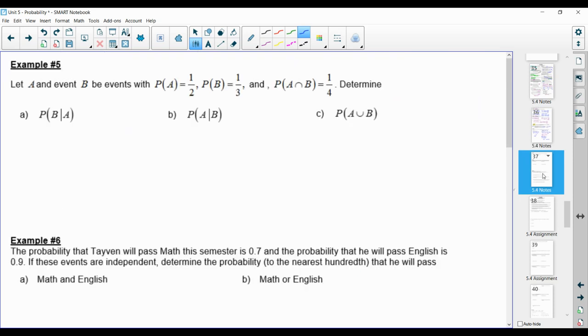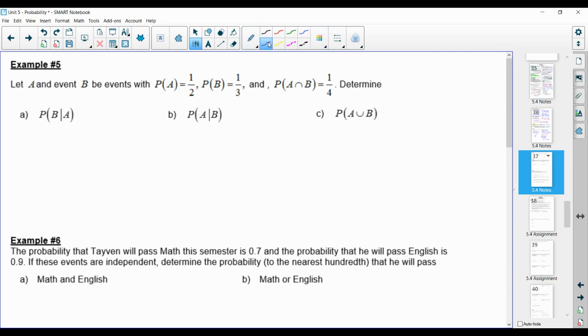All right, let's continue on to some more examples here. So example number 5 says to let event A and event B be events with the probability of A being 1/2, the probability of B being 1/3, and the probability of A and B equaling 1/4. And we're being asked to determine the probability of B given A, the probability of A given B, and the probability of A or B.